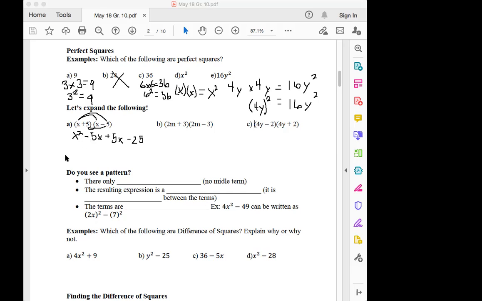Then we're going to put our like terms together. x squared, there's no other x squared, so that stays the same. -5x plus 5x is 0, so we don't write anything for that. And then -25. So our answer becomes x squared minus 25.